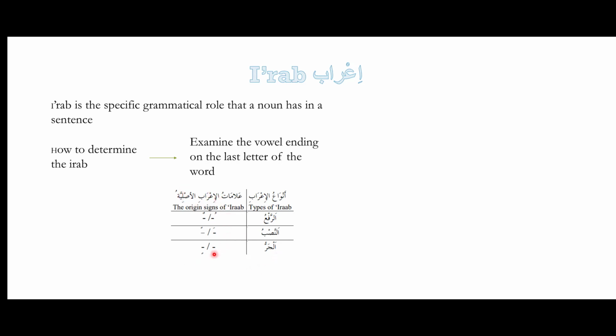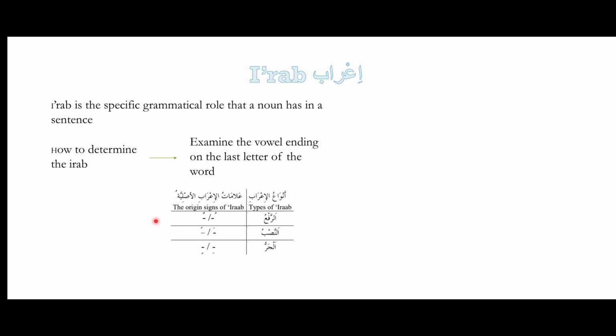I will come to the letter combinations in a moment. Here, just recognize the signs first. If we see this sign, the i'rab is raf'. I want you to memorize this. Depending on the signs and combinations, the i'rab is raf', nasb, or jar.